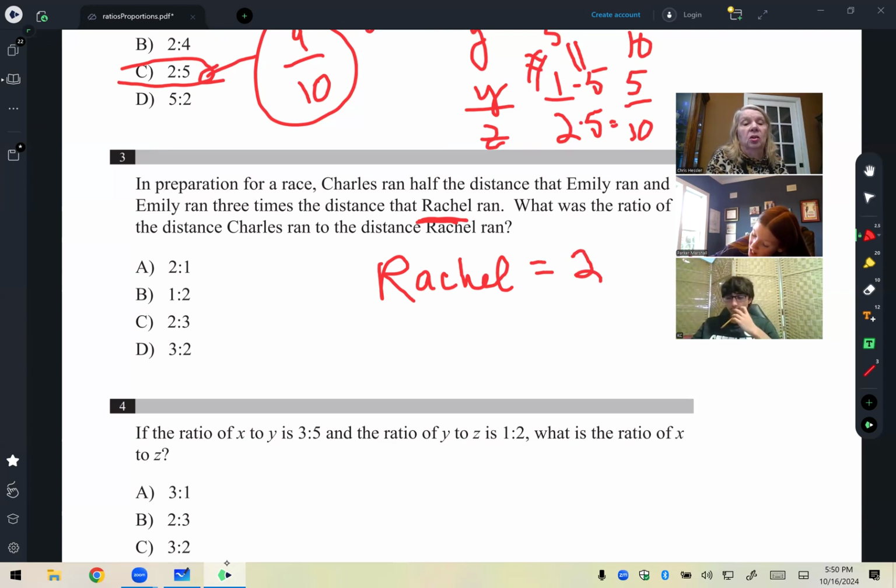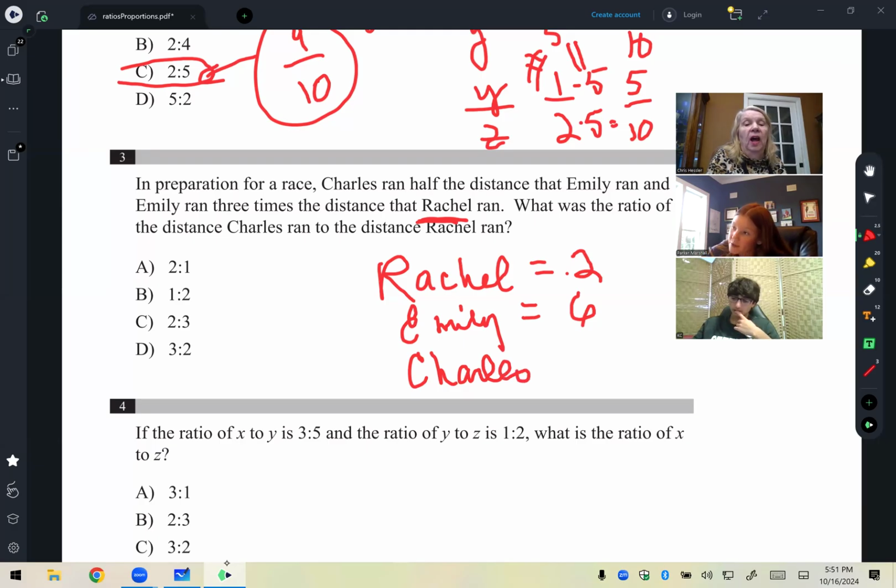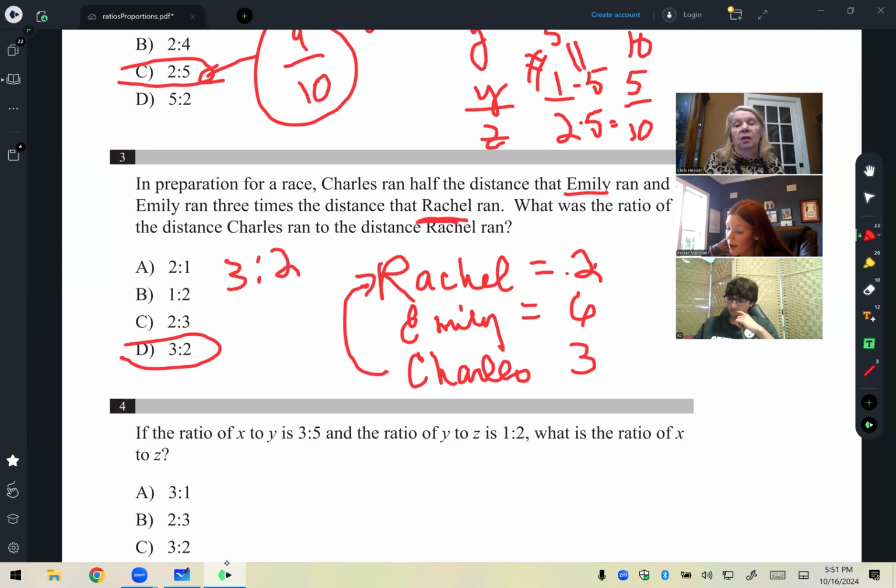So if Rachel is 2, pick the numbers again. So Emily is going 3 times Rachel. So Emily's going 6, and Charles is going half of Emily. So he's going 3. So we want Charles to Rachel, which we can read right off. Our numbers are pretty good, which would be 3 to 2.